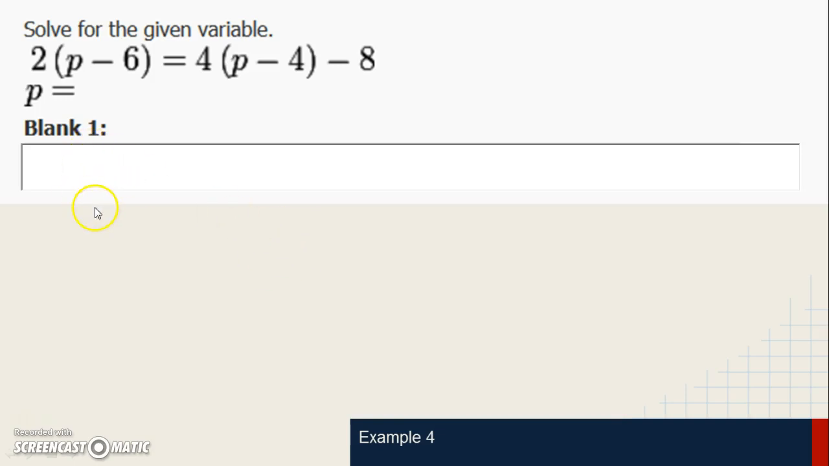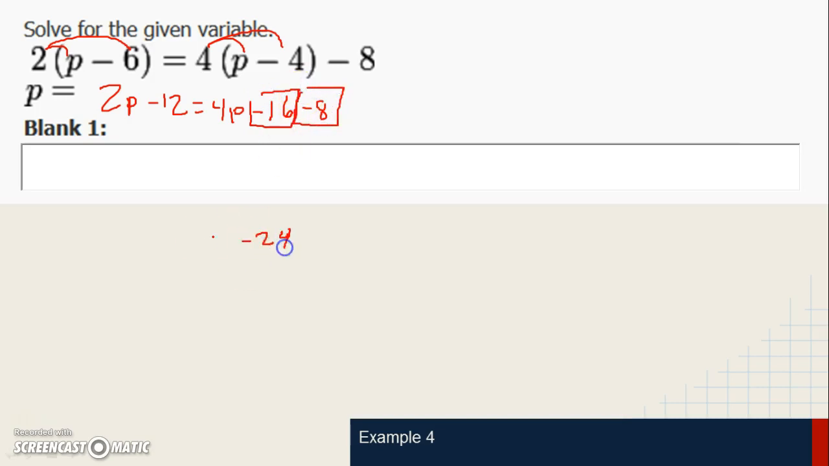Next example. You can see there's distribution on both sides. Same process. Distribute, combine like terms, inverse operation. So here we go. 2 times p is 2p. 2 times negative 6 is negative 12. That equals 4 times p, which is 4p. 4 times negative 4, which is negative 16. I subtract 8. Here are my like terms. Negative 16, negative 8. That becomes negative 24. I have 4p still. It equals 2p minus 12.